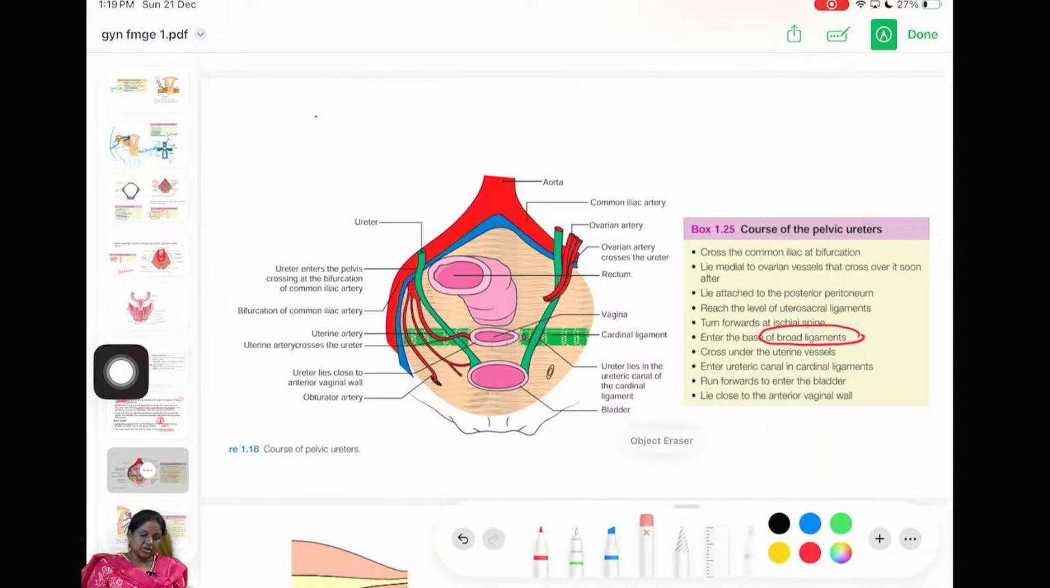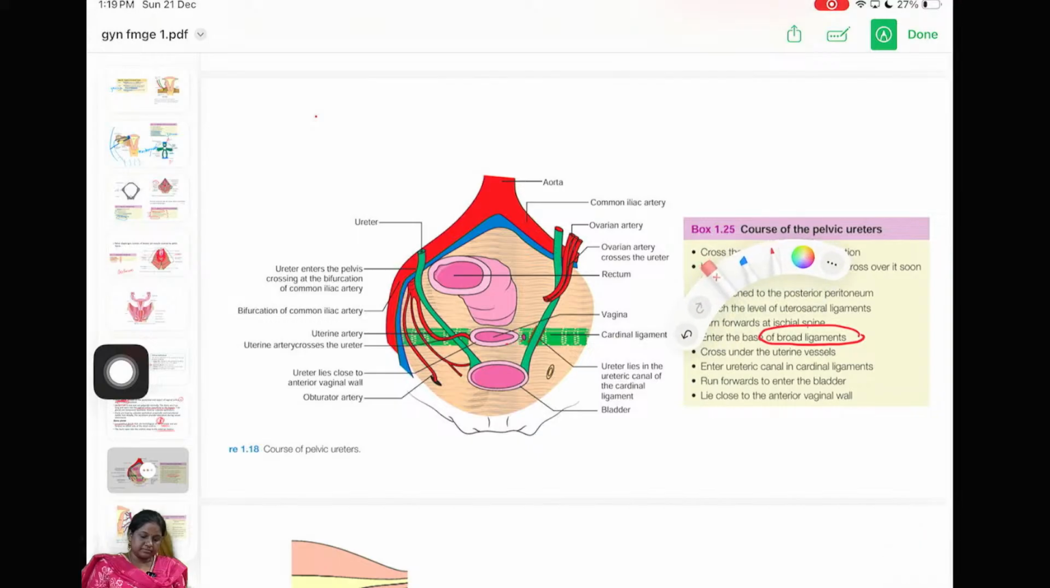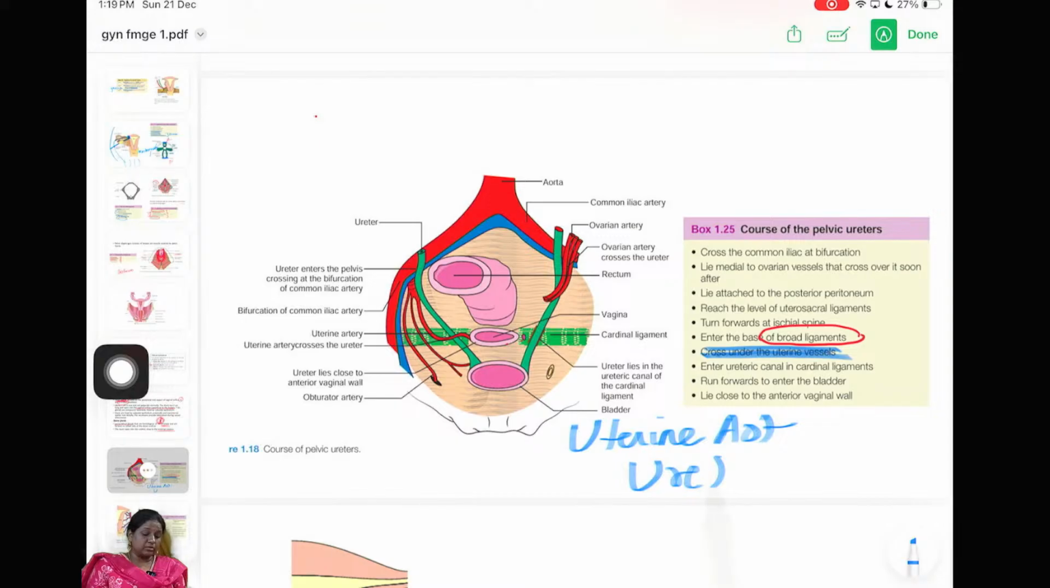In the broad ligament, it is crossing the uterine vessels. Okay. How is it crossing? It is water under the bridge. Water under the bridge means the uterine vessels will go up, that is, the uterine artery will be up, and the ureter will be down. Okay. The uterine artery is the bridge, and beneath will be the water.